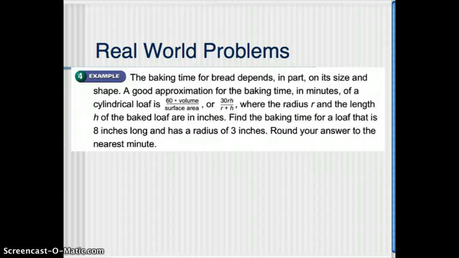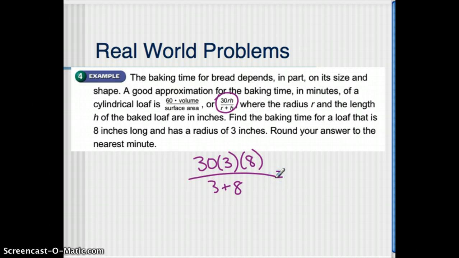So I want you to find the baking time for a loaf that's 8 inches long and has a radius of 3 inches. And I didn't ask you to simplify your answer this time. I asked you to round your answer to the nearest minute. So you're just plugging in your values and then giving a rounded answer. We're going to use this formula, 30RH over R plus H. So we have 30, the radius is 3, the height is 8, all over R plus H, so 3 plus 8.